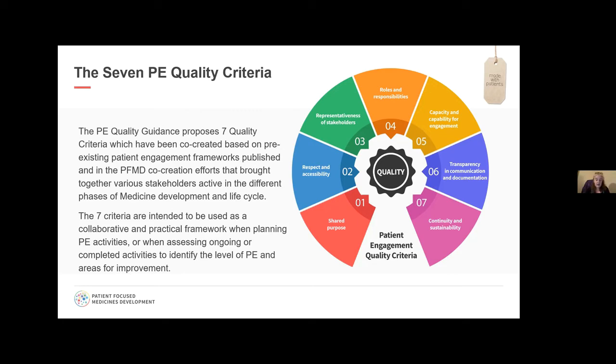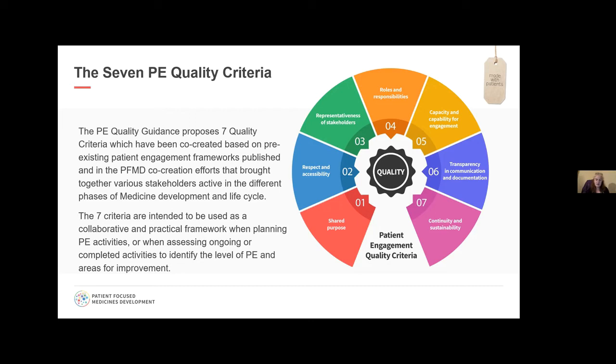6, transparency in communication and documentation, meaning using lay language. And in fact, one of the other guides that we've been producing is specifically for producing plain language summaries. It is well known by now that a number of patients refrain from getting involved with research because they don't understand the language. Health literacy is an important issue that should be taken seriously if you want to improve trial recruitment and retention levels. 7, continuity and sustainability.